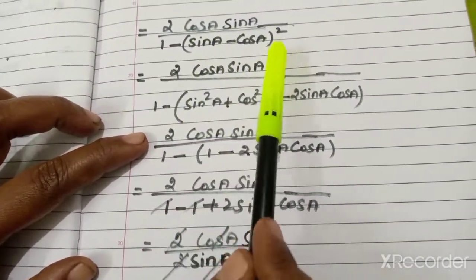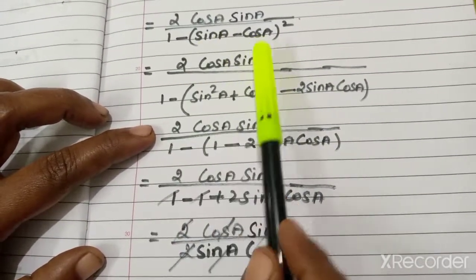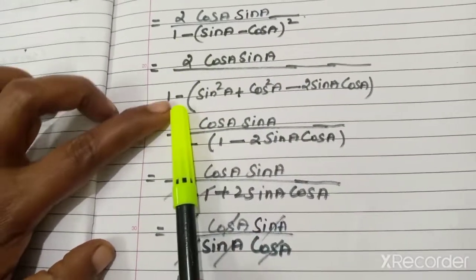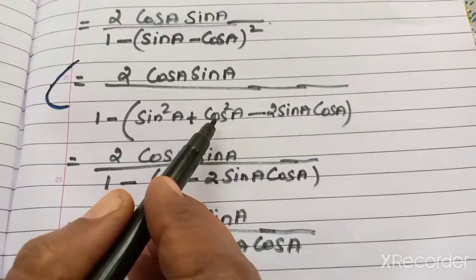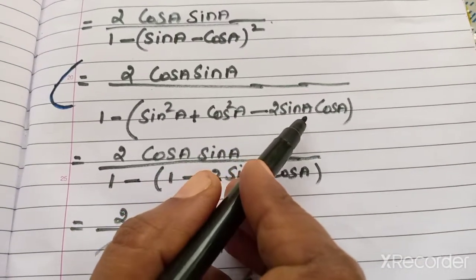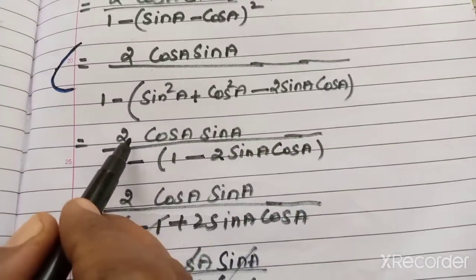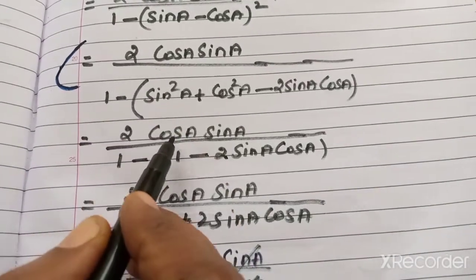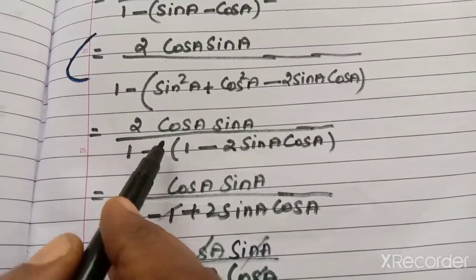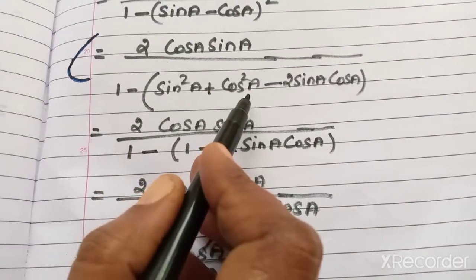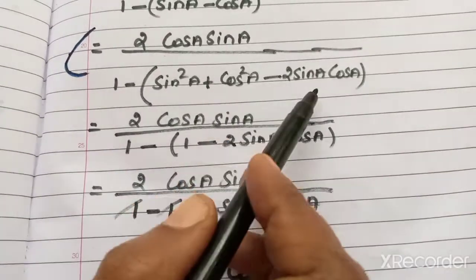What is A minus B the whole square? A square plus B square minus 2AB. So it can be written 1 minus, here we have to use the formula A square plus B square minus 2AB, that is sin square A plus cos square A minus 2 sin A cos A, which is equal to numerator as it is, 2 cos A sin A by denominator 1 minus, we know sin square theta plus cos square theta is 1. So sin square A plus cos square A is 1, can be written, 1 minus this term as it is.